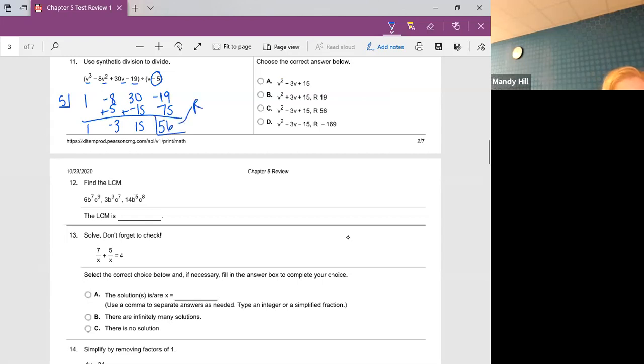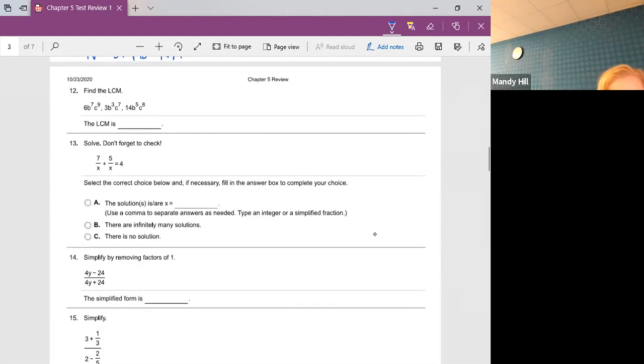So if we started with a v to the third, this would be 1v squared minus 3v. We would take 1 off. Plus 15 with a remainder of 56. In the previous problem, they wrote plus 56 over v minus 5, was just another way to write this. So on this one, the right answer on number 11 is going to be C. Okay, so that's synthetic division.